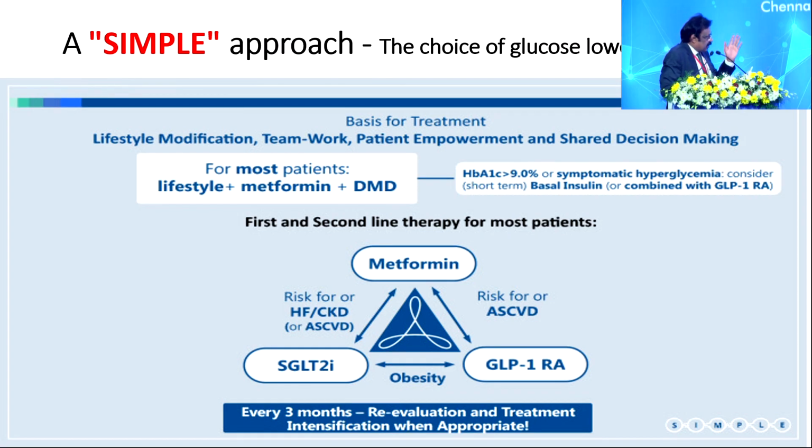And if the patient has a risk for ASCVD, metformin and GLP-1 receptor agonists can be preferred. And of course, along with all these things, if the patient has obesity, SGLT2 inhibitors with GLP-1 receptor agonists will be a better choice. So this is the combination that you can choose, according to the simple approach by which we can choose the drug according to the category of the patient.